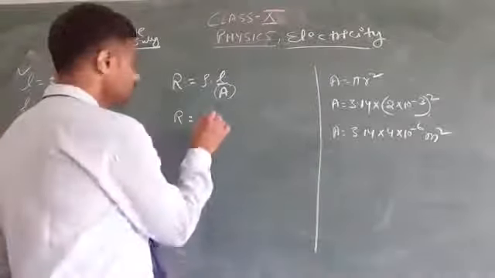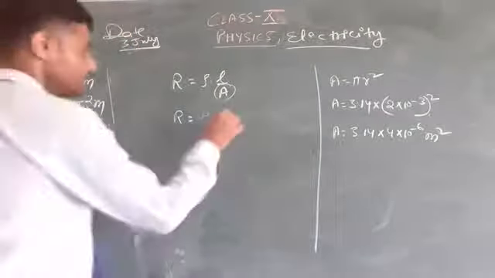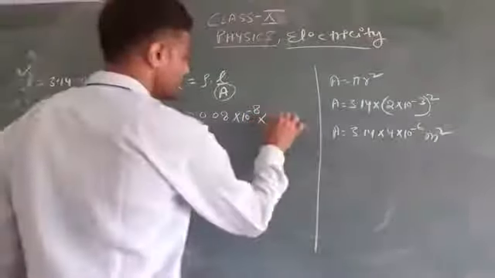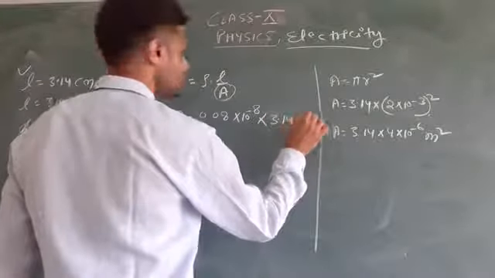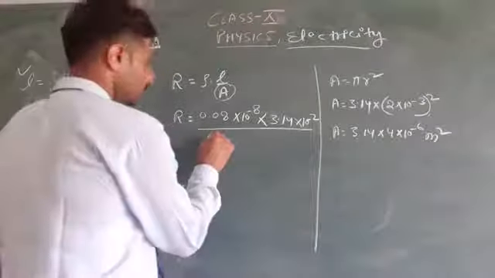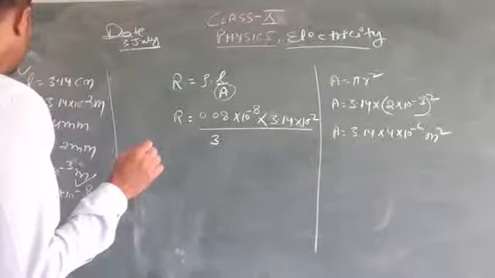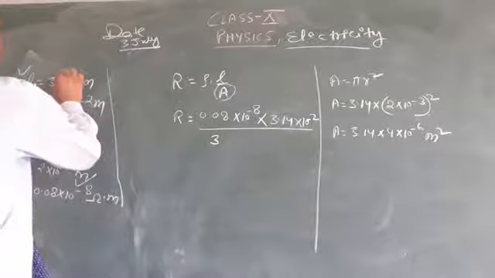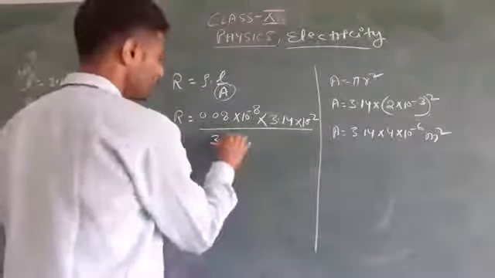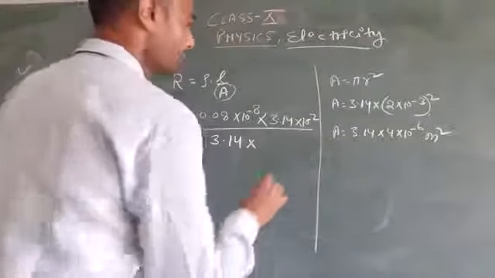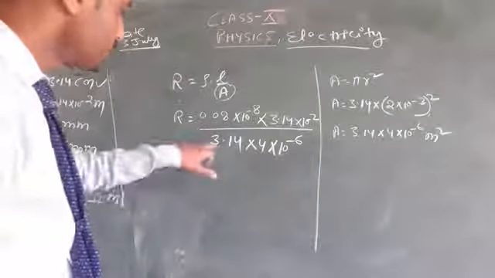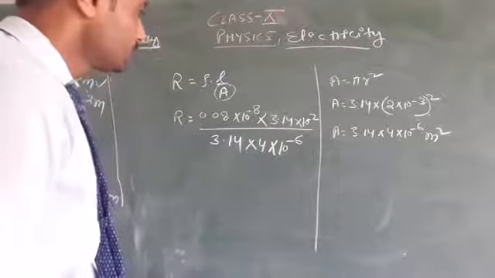So by putting values: 0.08 into 10 to the power minus 8, the value of L is 3.14 into 10 to the power minus 2, and this area is 3.14 into 4 into 10 to the power minus 6. So you can see 3.14 and 3.14 cancel.